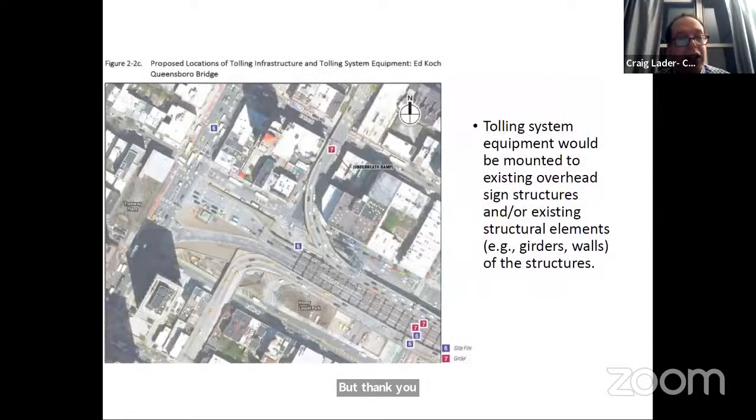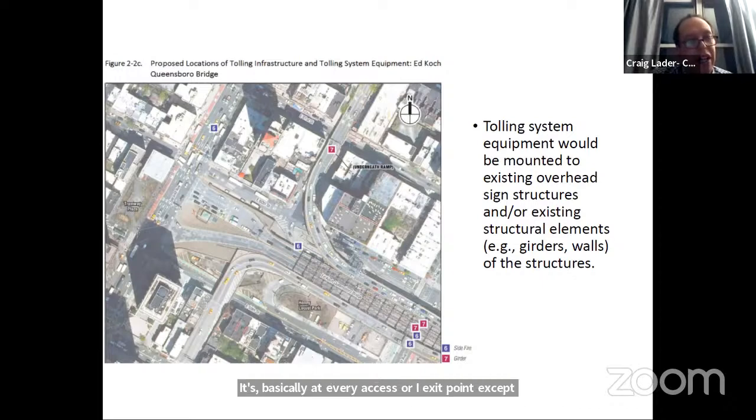Thank you. All right, next slide, please. All right, and then this is just an overhead view of the Queensboro Bridge, and you can see where the tolling system equipment would be mounted to existing overhead sign structures or structural elements on the bridge. And again, it's basically at every access or exit point except on the upper roadway ramp that comes down and exits down at 62nd and 63rd Streets.